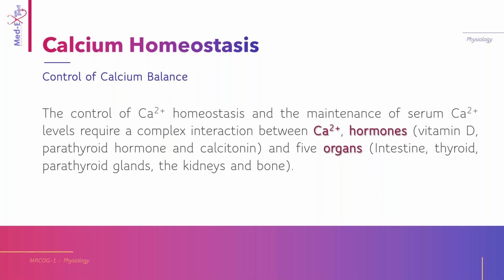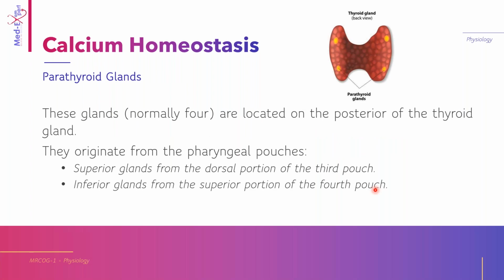And we will talk about the main organ, which is the parathyroid gland. These are 4 glands located on the posterior of the thyroid gland. Their origin is from the pharyngeal pouches. Of course, this part is discussed in detail in embryology, but the superior glands originate from the dorsal portion of the 3rd pharyngeal pouch, and the inferior glands originate from the superior portion of the 4th pharyngeal pouch. This is the embryology of the parathyroid gland.